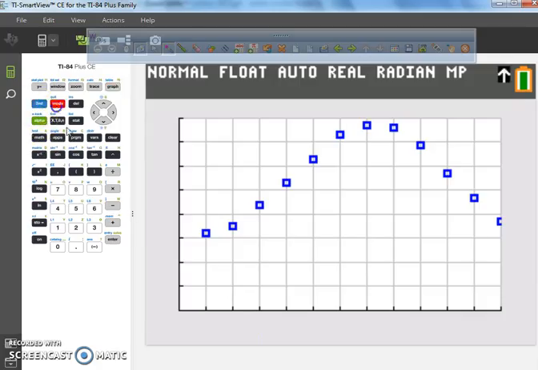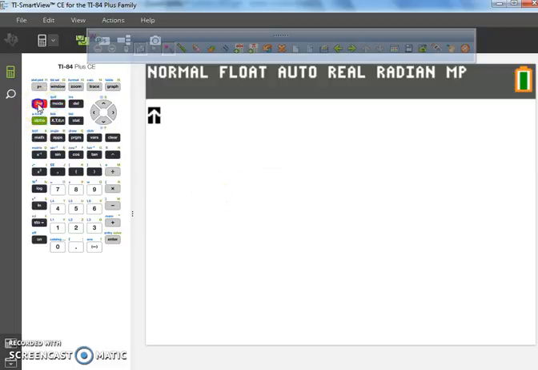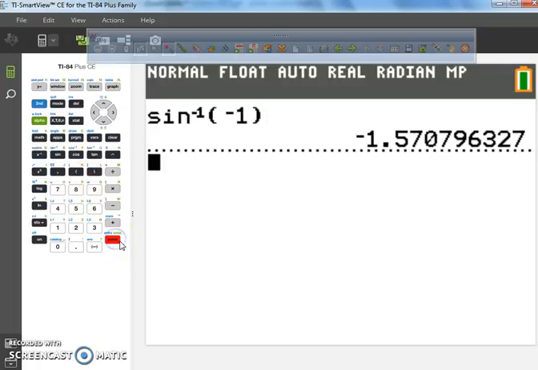Right now, I'm going to hit second mode to get back here. I want you to hit second sine and type in a negative 1 and press enter. And that gives you a decimal. Okay?